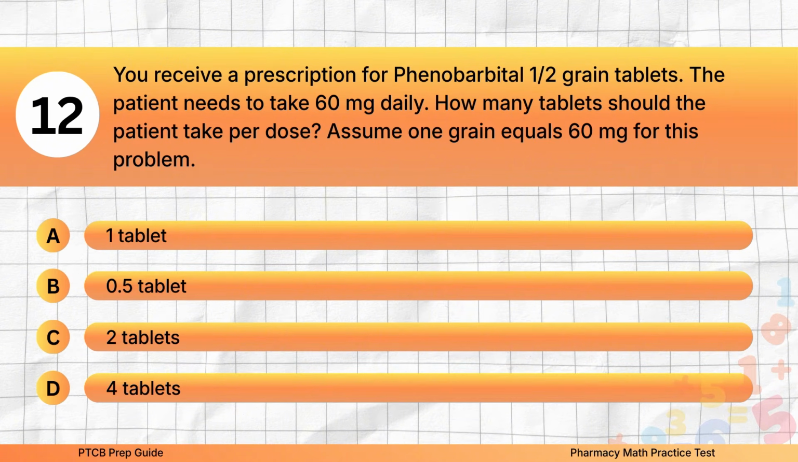You receive a prescription for phenobarbital 1/2 grain tablets. The patient needs to take 60 milligrams daily. How many tablets should the patient take per dose? Assume 1 grain equals 60 milligrams for this problem. Options: A, 1 tablet, B, 0.5 tablet, C, 2 tablets, or D, 4 tablets. Take a moment to crunch the numbers.